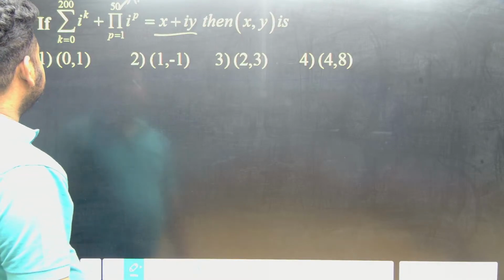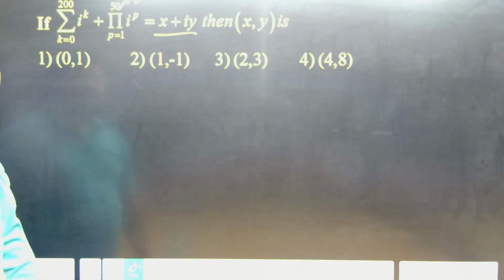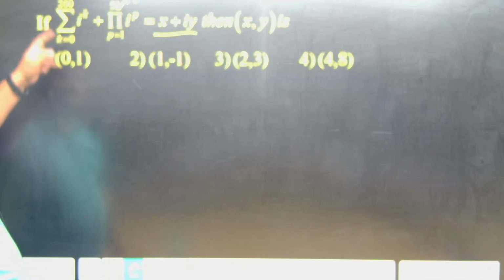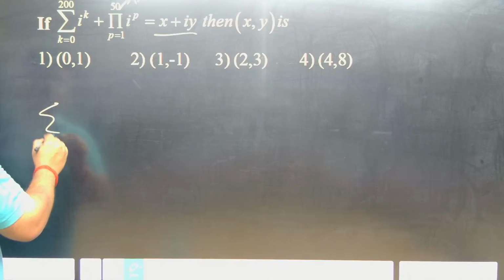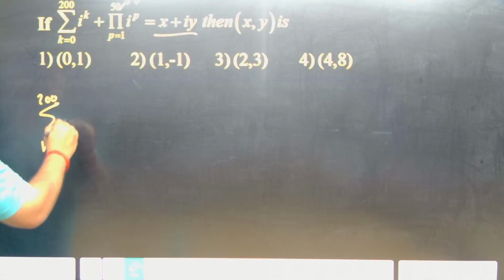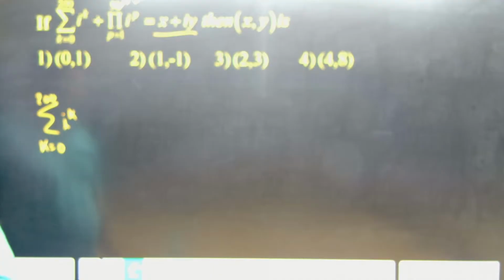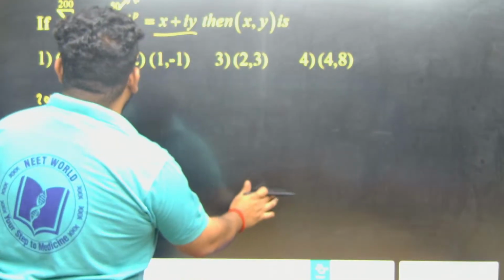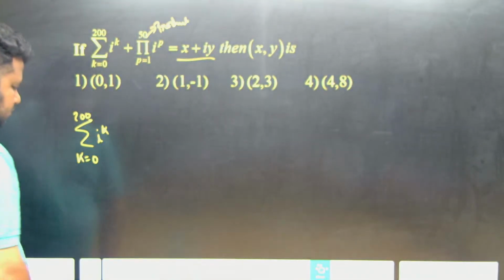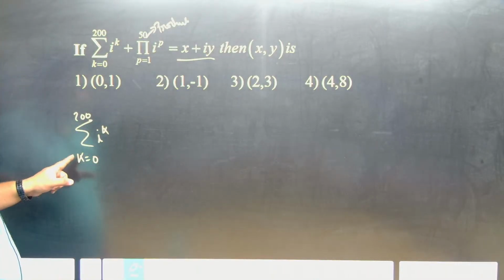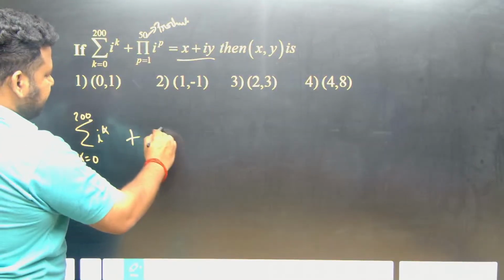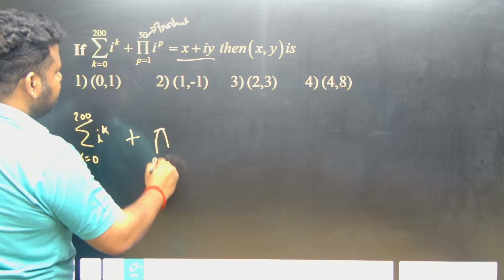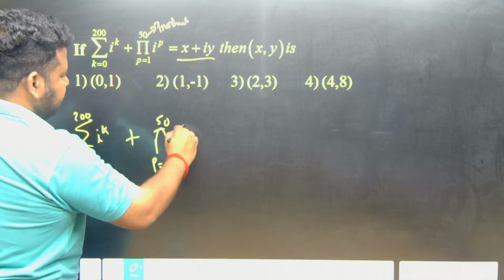So they have given summation k running from 0 to 100, i power k. Summation k is from 0 to, not 100, it is 200, i power k. They are asking the value. This is what they are asking: k equal to 0 to 200, i power k, plus pi, that is p running from 1 to 50, i power p. They are asking the value.